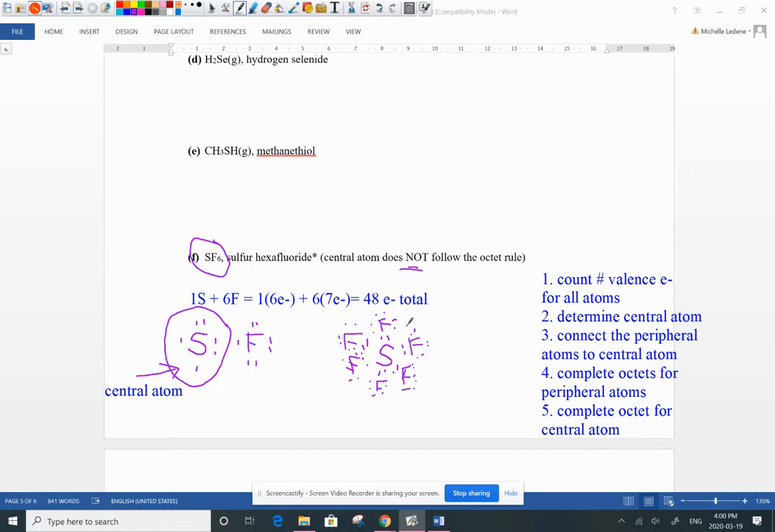So how do we go from here to our structural diagram? Each of these dots becomes a line. So we've got sulfur, and he's going to have 1, 2, 3, 4, 5, 6 fluorines around him. That's how we would do this molecule, which does not follow the octet rule.